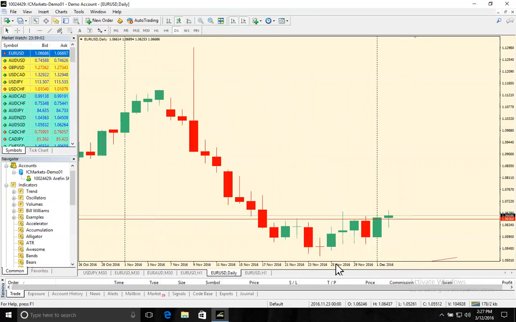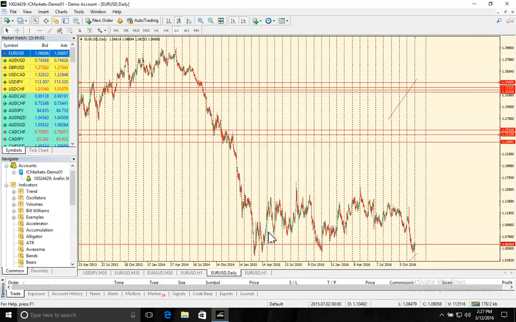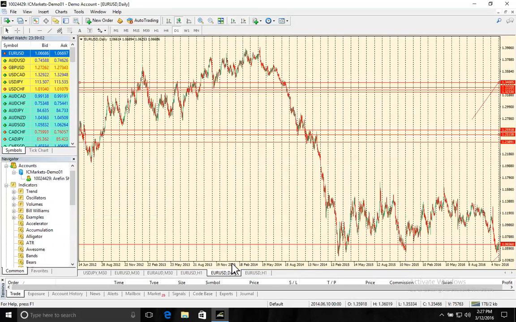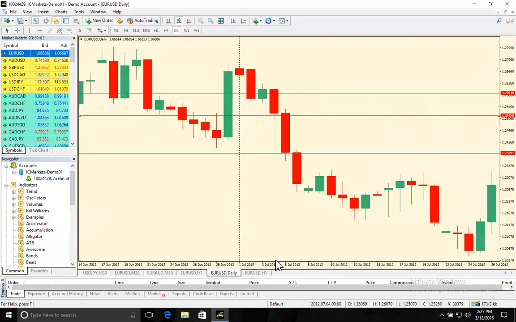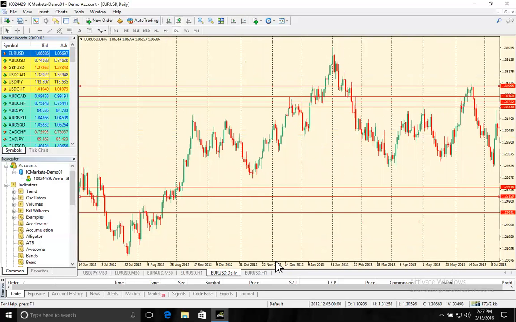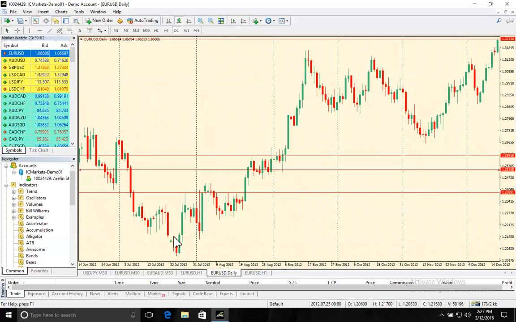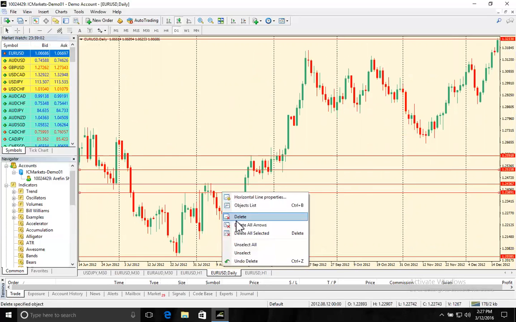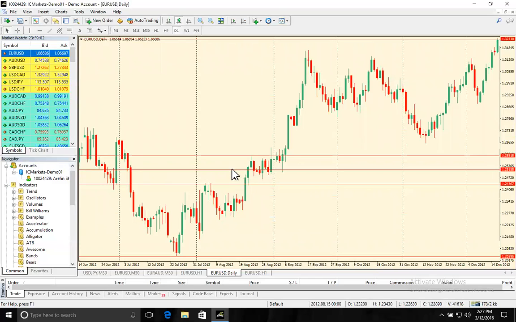Right, so we've got this Euro Canadian dollar chart, and we need to look for those reversal bars. So we start looking here. This is our support. Can somebody tell me, can we find those bars somewhere here? This is the one, right? And you can see if you draw your support, and if you draw your resistance around here in this particular time frame, so let's delete that and delete that.